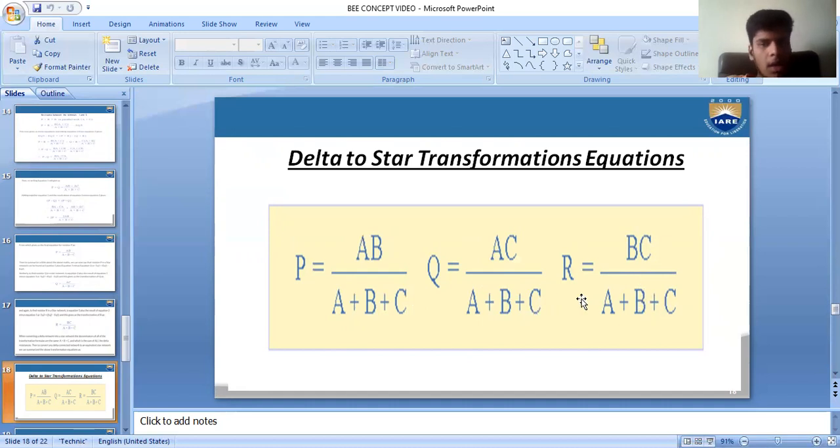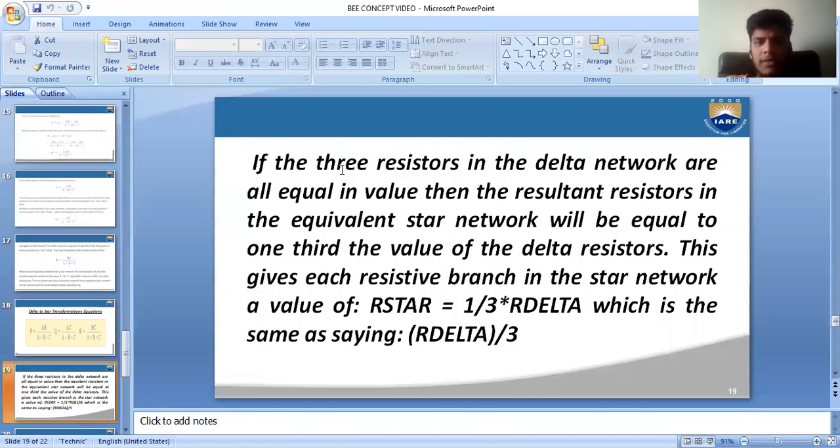In these three equations, one common thing is the denominator A plus B plus C. This is the same for all the resistors. Now, if the three resistors in the delta network are all equal in value, then the resultant resistors in the equivalent star network will be equal to 1/3 the value of the delta resistors. This gives each resistive branch in the star network a value of R star is equal to 1 by 3 into R delta, which is the same as saying R delta divided by 3.